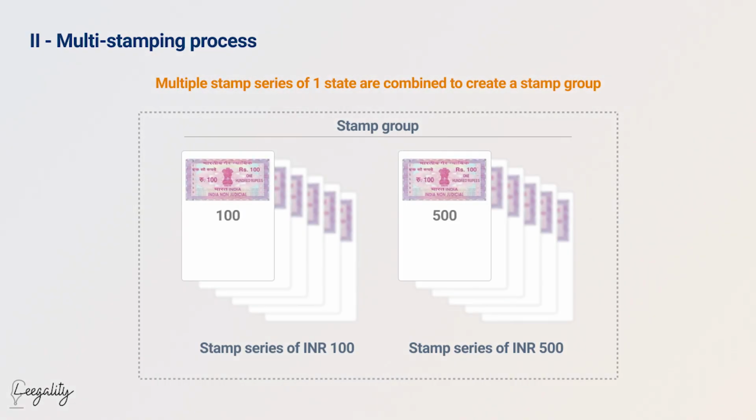So how did that work? It worked because when we were creating the document, we selected something called stamp group. A stamp group is what its name says. It's essentially a group of stamp series of one state inside one envelope. So as you can see, in front of me I have a stamp group. It contains one stamp series of rupees 100 and another stamp series of rupees 500.